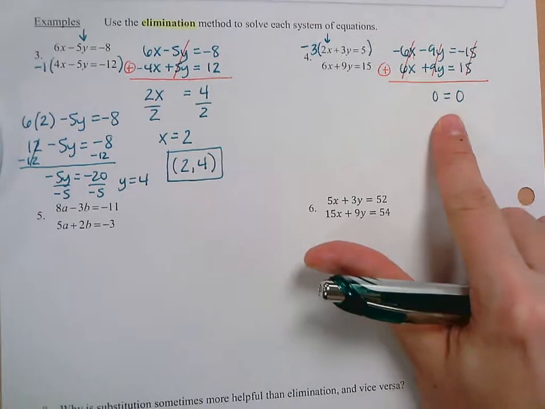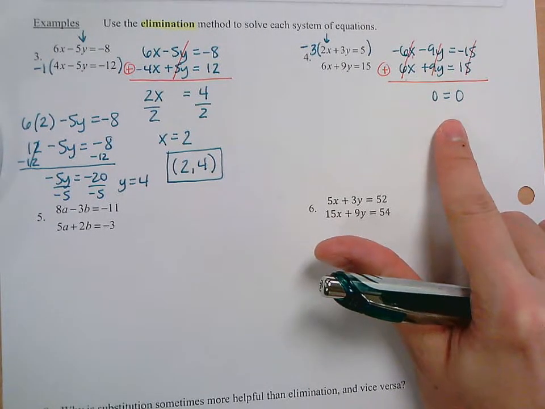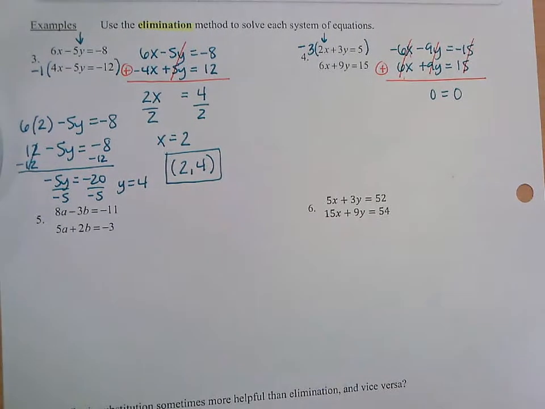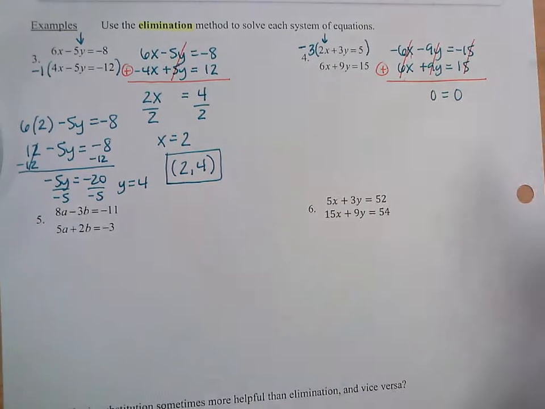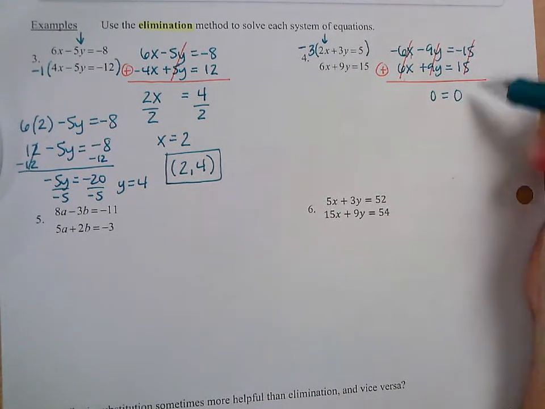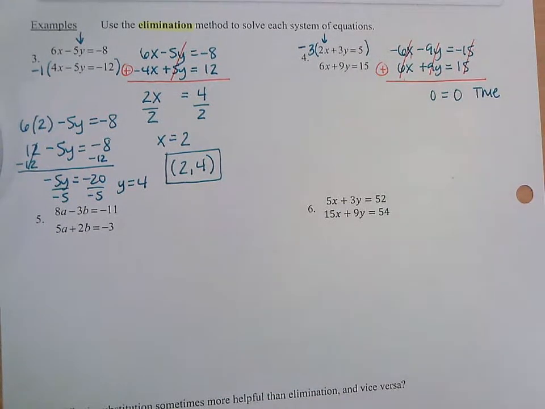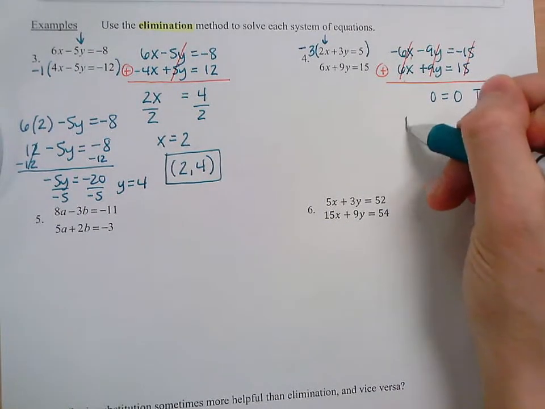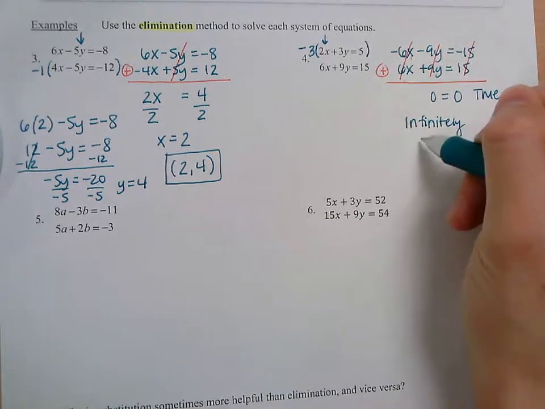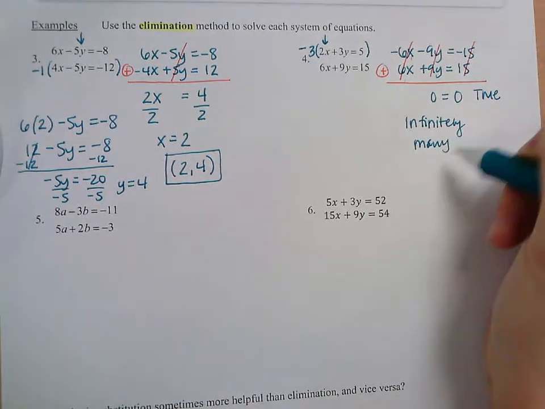Anybody remember when you get this, what your solution set is? Or have an idea? So it's one of the two. It's either no solution or infinite. So what you look at when both of your variables eliminate like this, if you end up with an equation that's true, like 0 does equal 0, that's true, this then is infinitely many solutions or infinite solutions. I'm going to write infinitely many solutions.